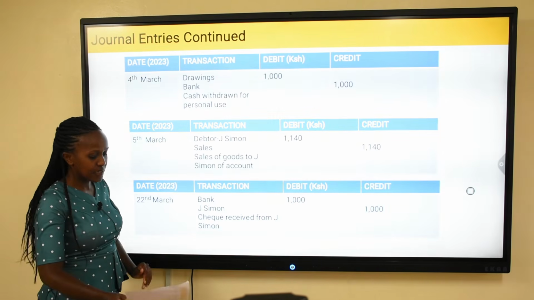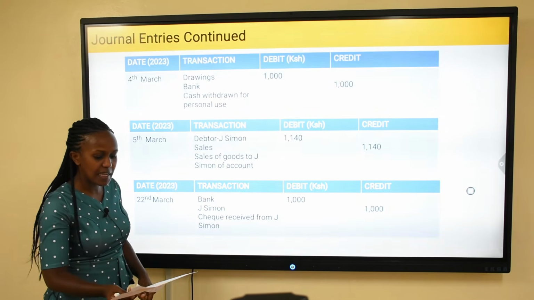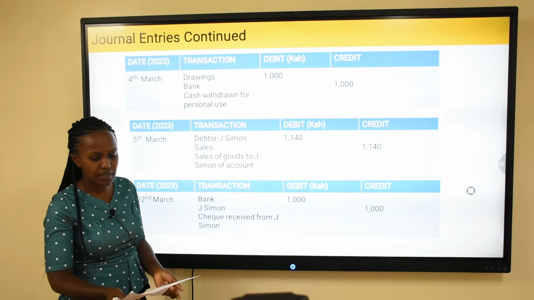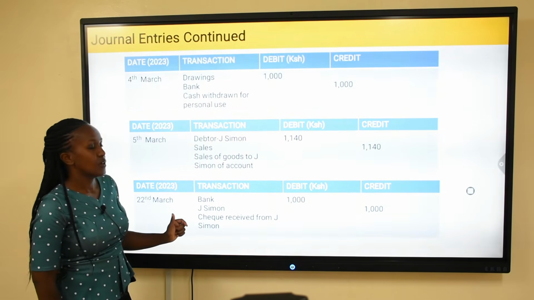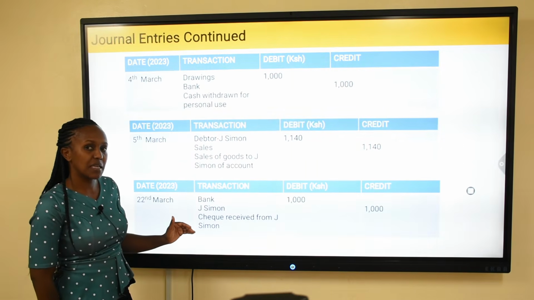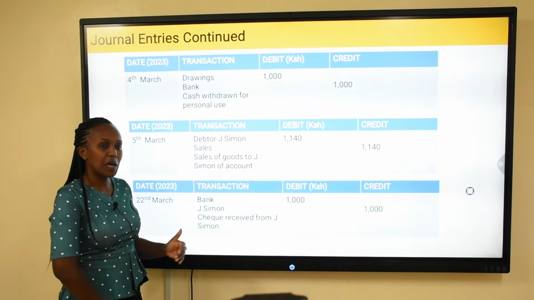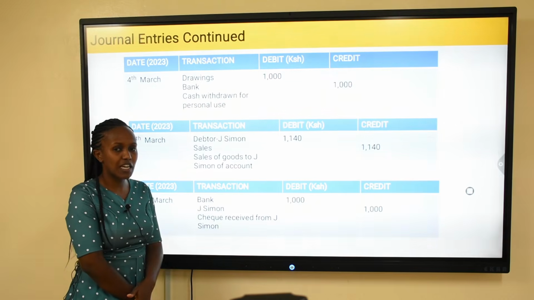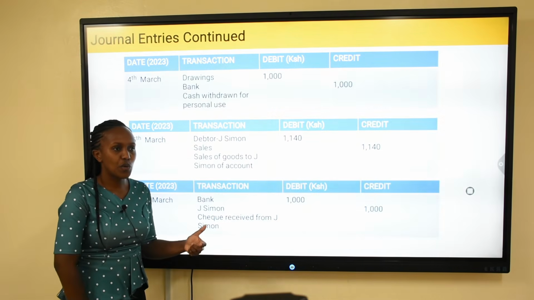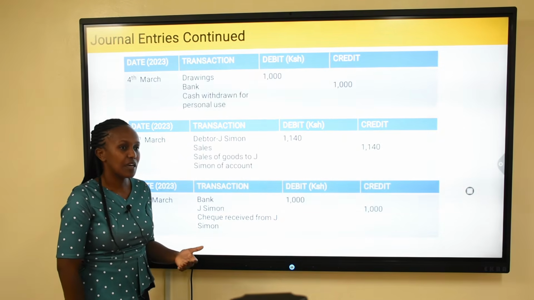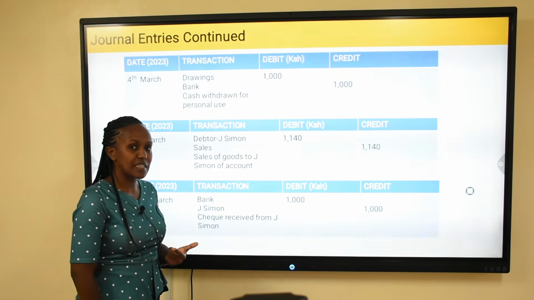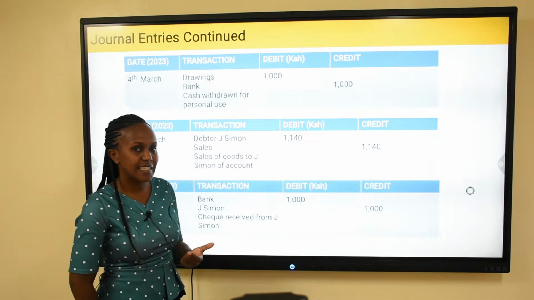On 22nd, we have there J. Simon has paid by check 1,000 as part payment of the goods. So in this case now, we are receiving some money from J. Simon. Once we receive some money from J. Simon, again, which accounts are being affected here? We have the bank and we have J. Simon. In the bank, money is being received. Therefore, an asset has increased.